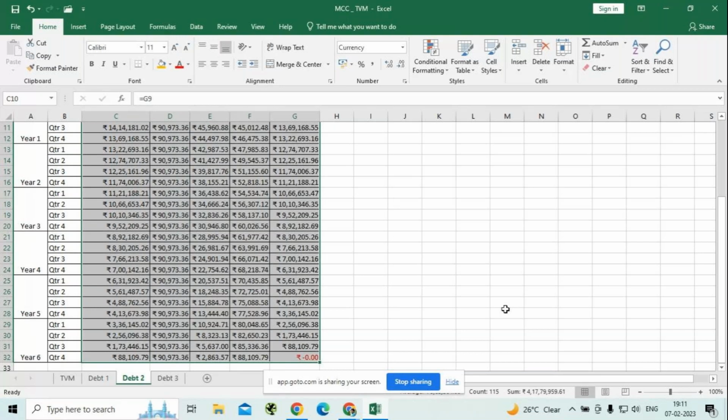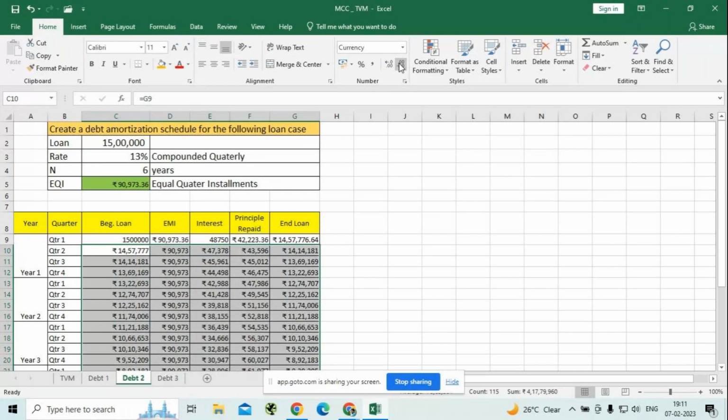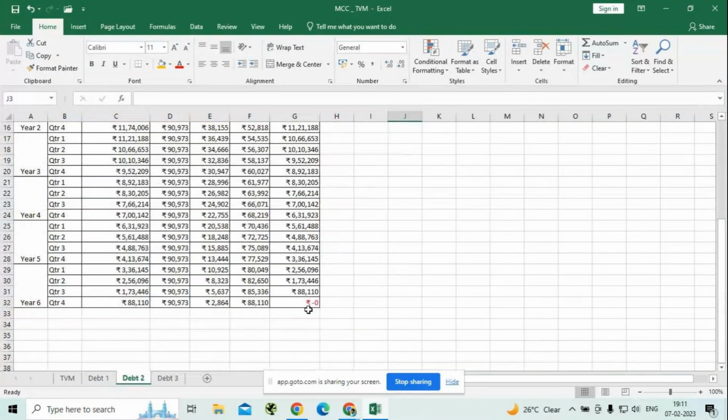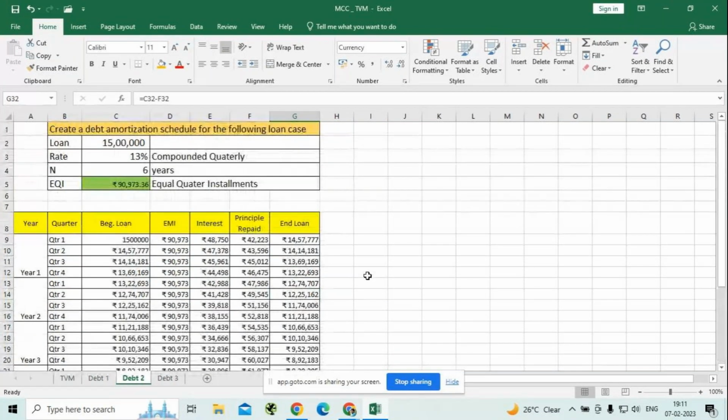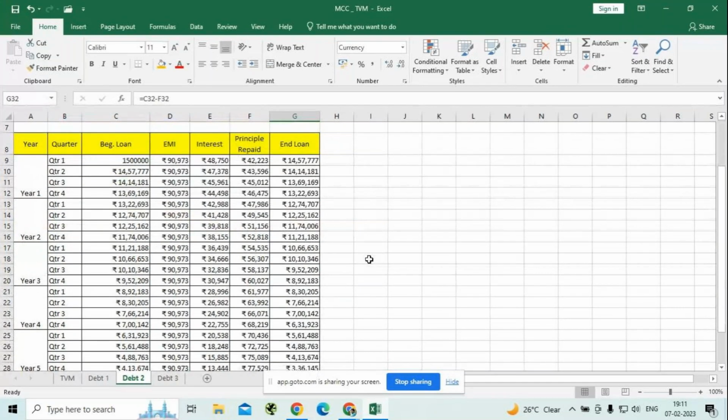So can you see this value? At the end of quarter 4, it is going to become 0. Yes, you can see that it is 0. So this is how you do it quarterly.